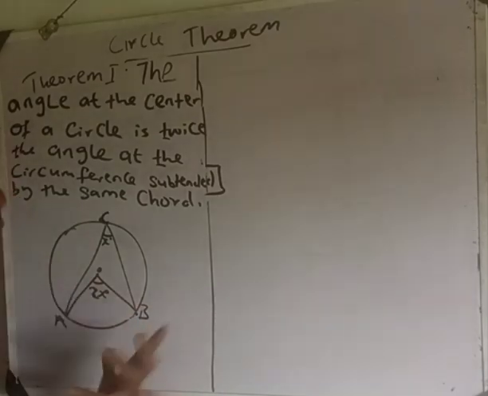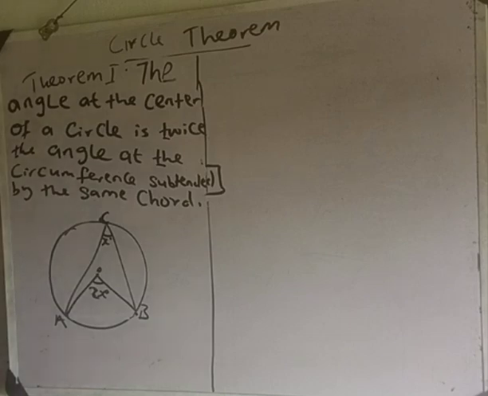So what does this first theorem say? The first theorem says that the angle at the center of a circle is twice the angle at the circumference subtended by the same chord. That looks like a jargon.